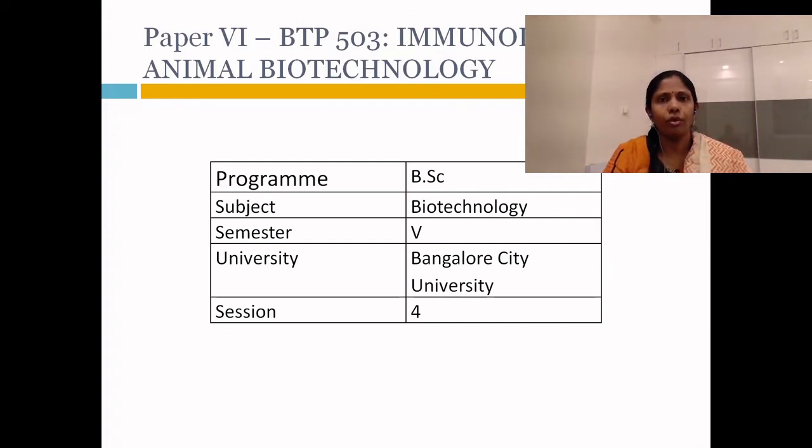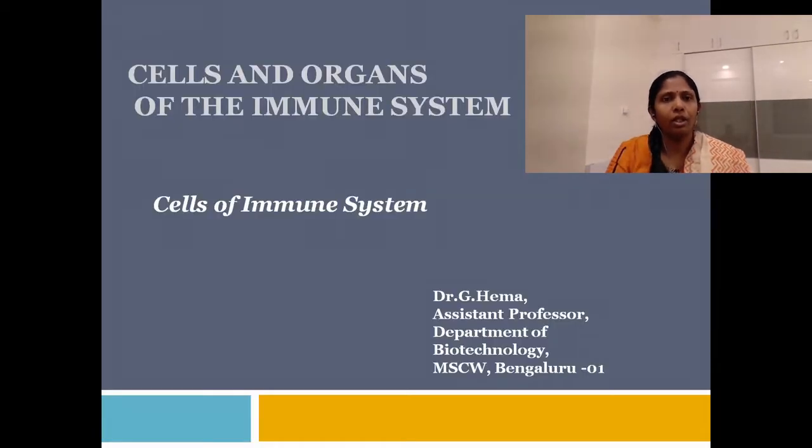Welcome to session 4 of Immunology and Animal Biotechnology paper. In this session, we are going to understand the structure and function of different types of cells of the immune system. This is a part of understanding the cells and organs involved in the immune system.